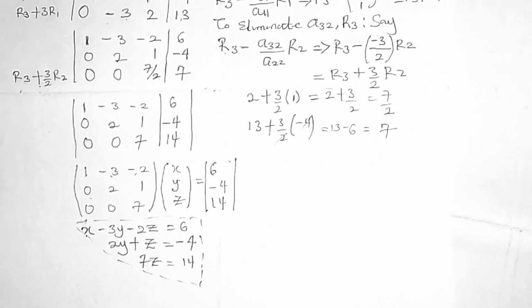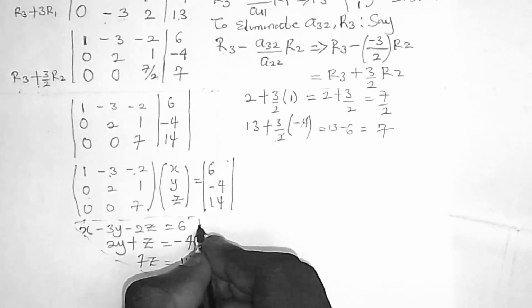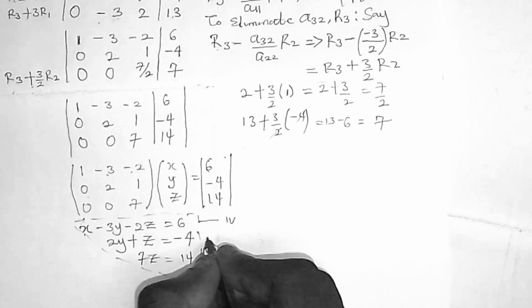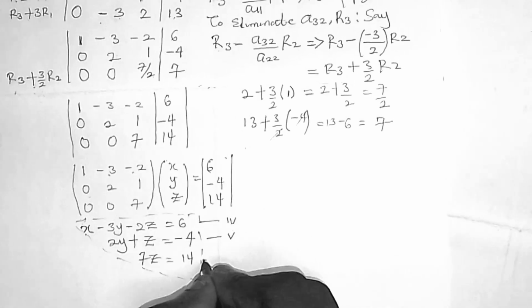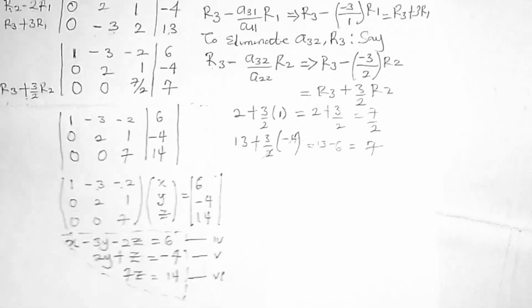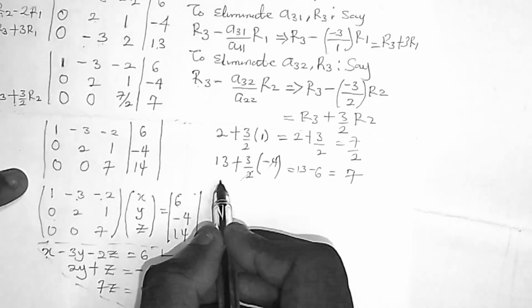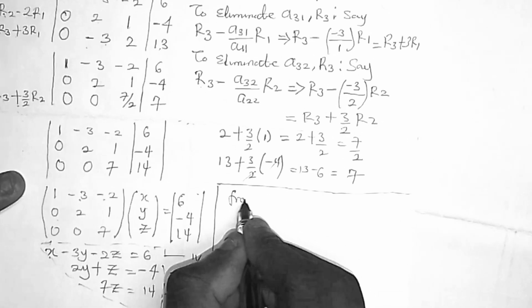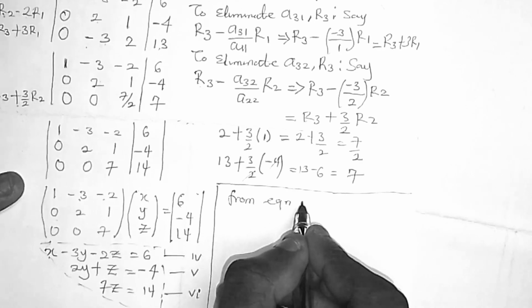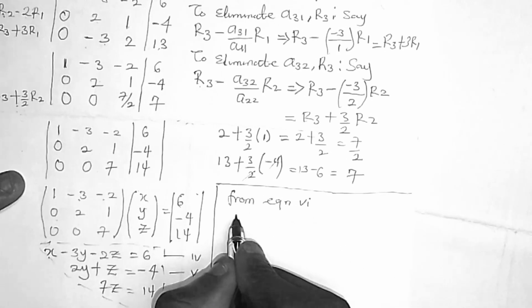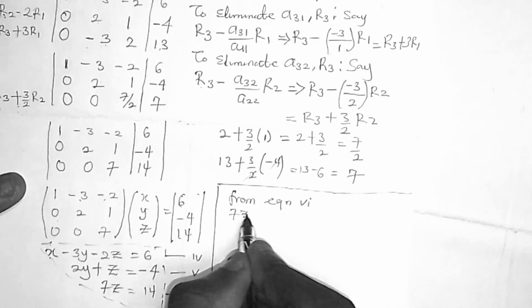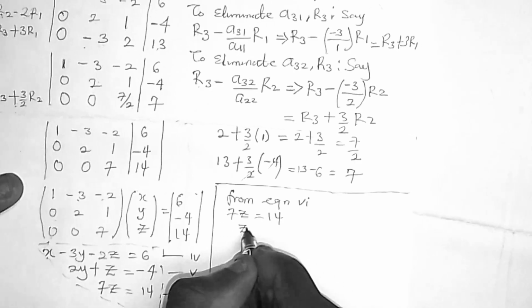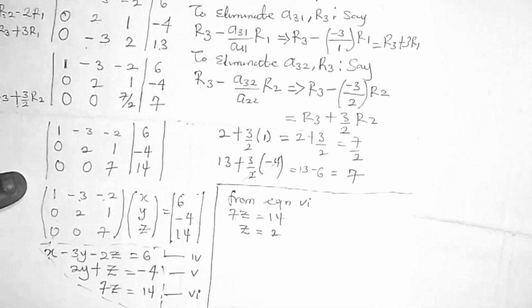Now you can see that from this equation, so let's call this one equation 4, because we have equation 1 to 3 from our question. So this is 4, this is 5, and this is what? Equation 6. Now from equation 6, let's do that here. From equation 6, you have what? You have 7z equal to what? 14. You can see now, if you divide both sides by 7, you have z equal to what? 2.